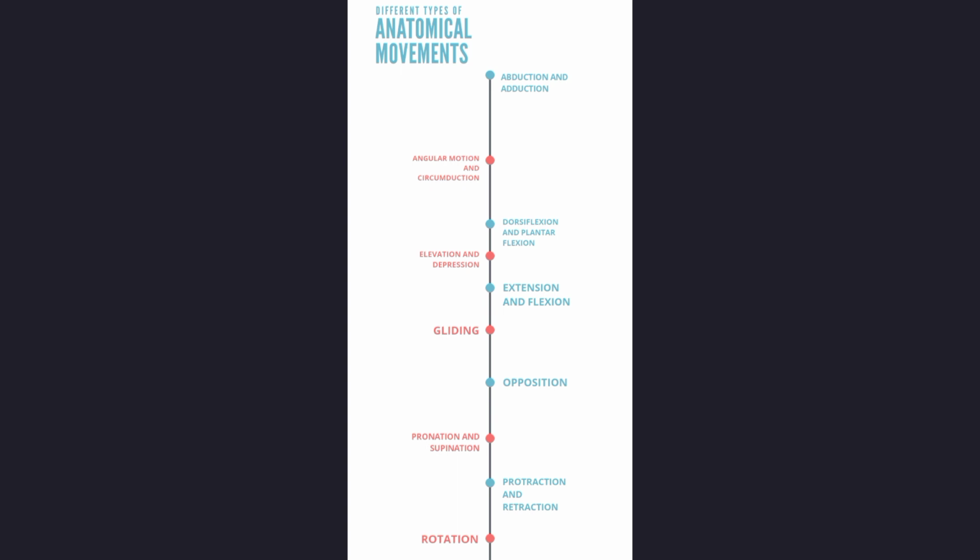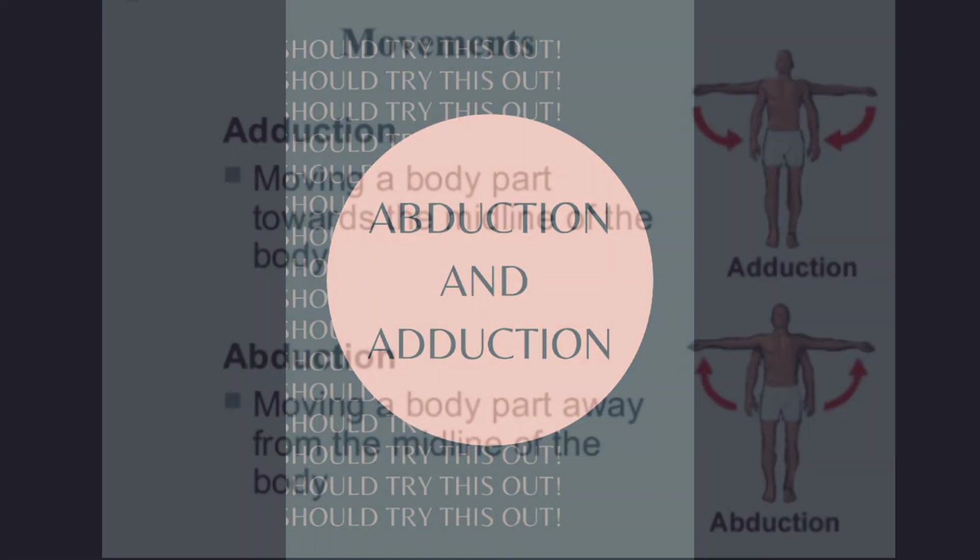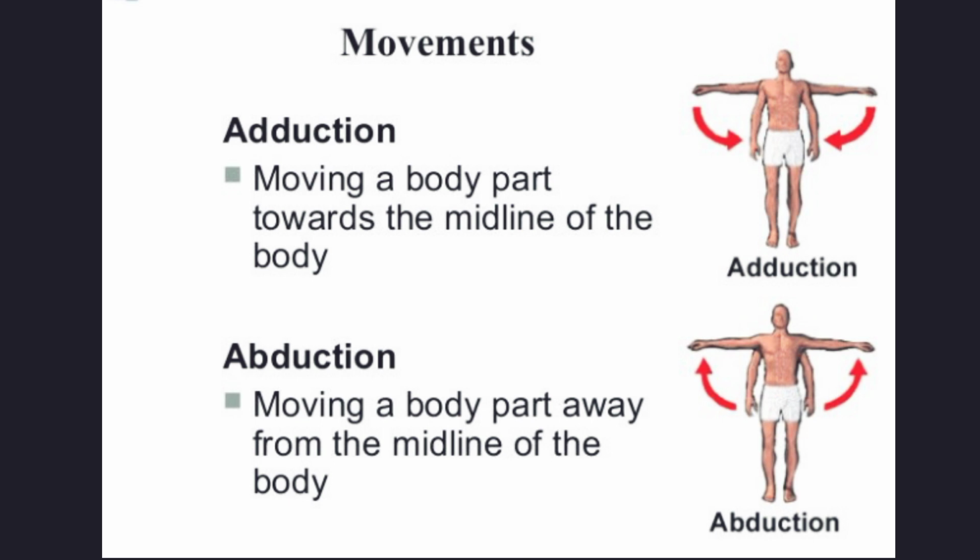The different types of anatomical movements are the following. Adduction, moving a body part towards the midline of the body. Abduction, moving a body part away from the midline of the body.